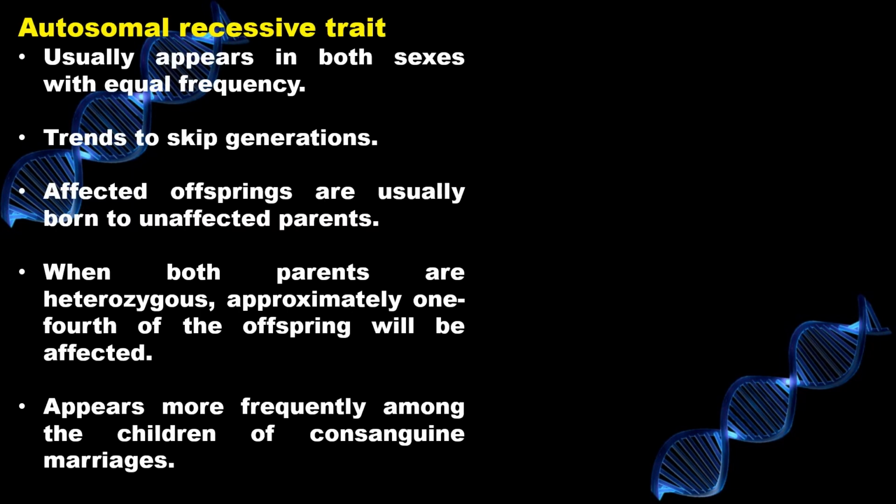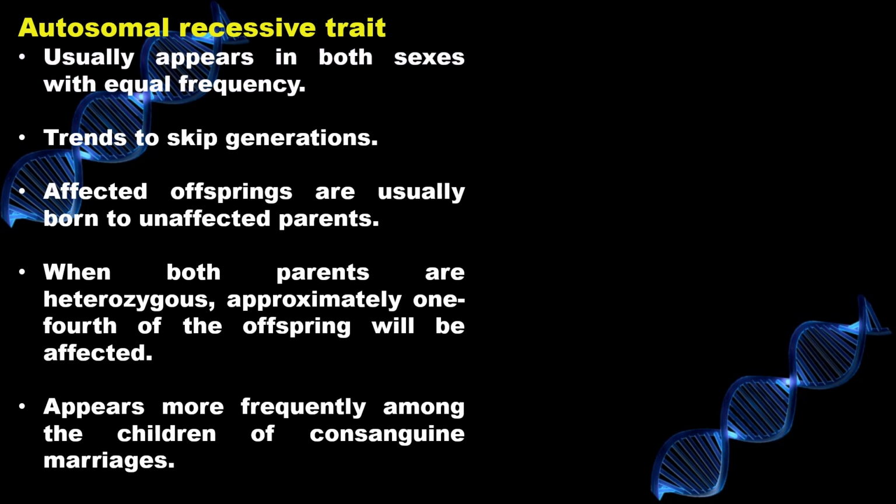Okay, now moving on to each trait. We can first analyze the first trait, that is autosomal recessive trait. As per the name, it is an autosomal trait which has a recessive character. It usually appears in both sexes with equal frequency, meaning that both female and male have equal chance of getting this trait. This is the character of an autosomal trait.